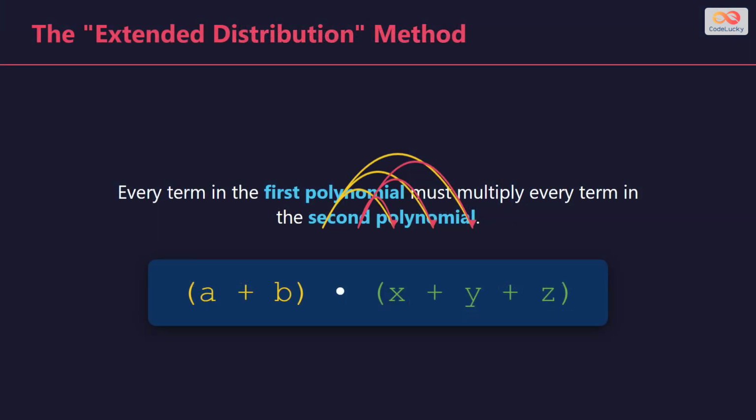The core concept here is distribution. The rule is simple. Every single term in the first polynomial must be multiplied by every single term in the second polynomial. You can visualize this as arrows connecting each term from the first group to every term in the second group.